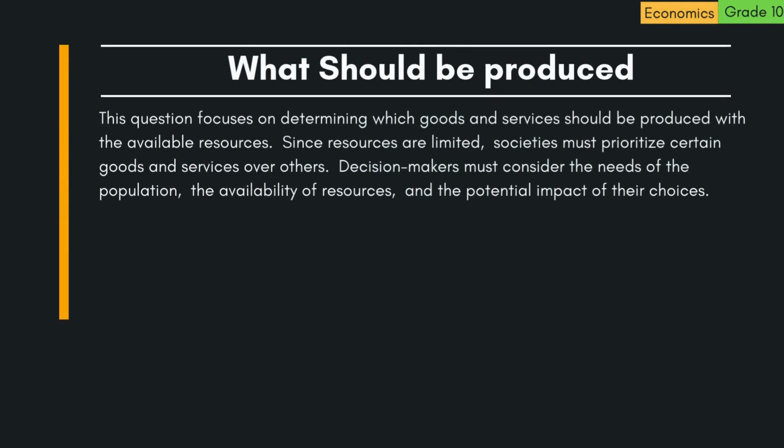1. What should be produced? This question focuses on determining which goods and services should be produced with the available resources. Since resources are limited, societies must prioritize certain goods and services over others. Decision-makers must consider the needs of the population, the availability of resources, and the potential impact of their choices.